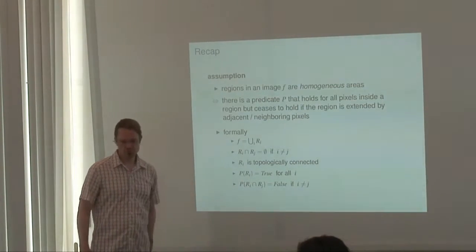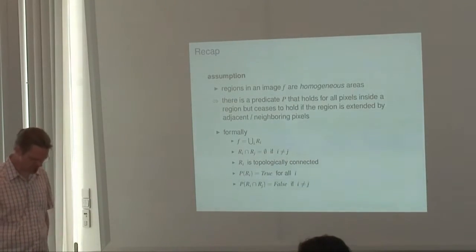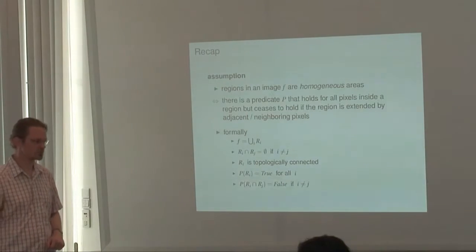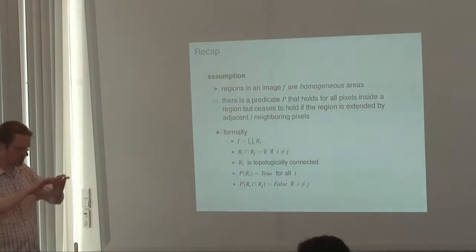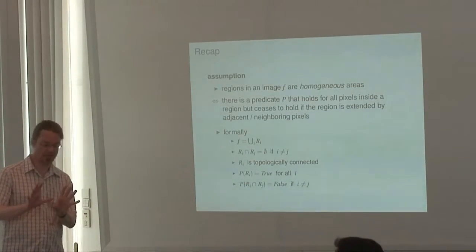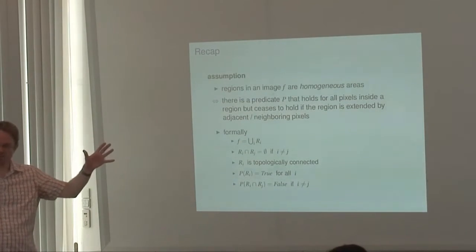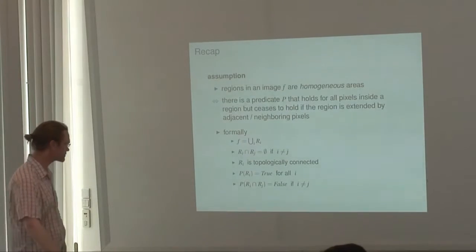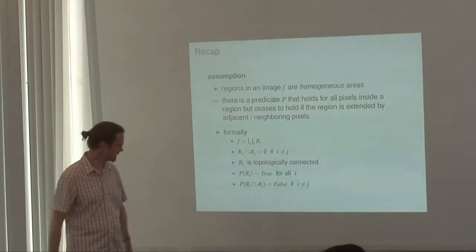We want these regions to be topologically connected. That is, every pixel within that region touches at least another pixel in that region. So a region has to be a topologically connected structure in the sense that every pixel is adjacent to any other pixel in that region. If there is some patch here and some patch there, we'll call that two regions because they are not connected. We want every region to meet the same predicate.